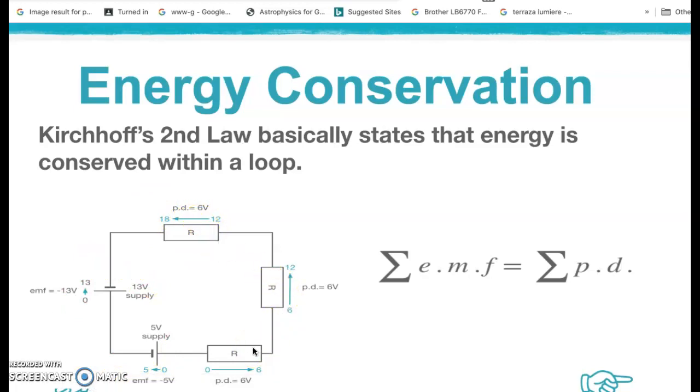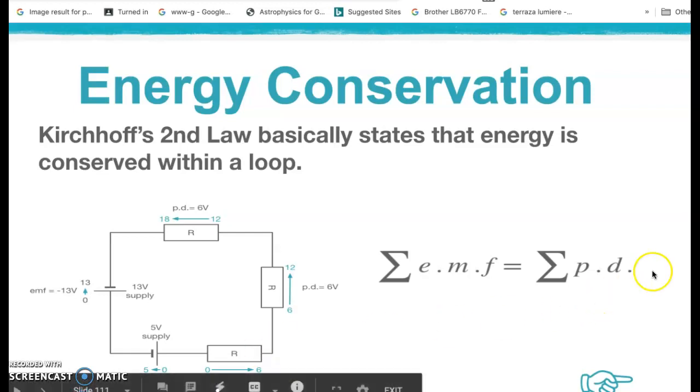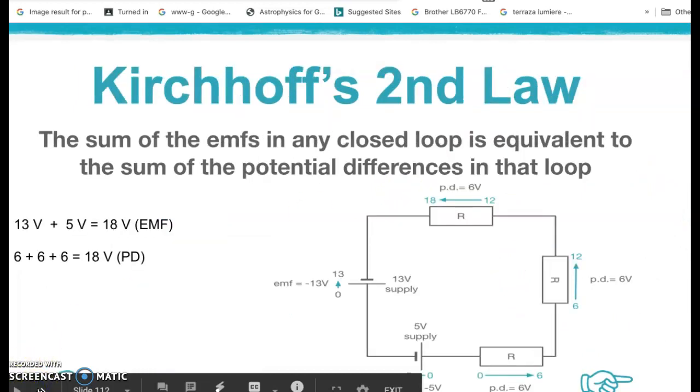Now it is a little bit more complicated, and I'll go over how to solve the problems in a minute. But let's see if we understand the equations. The energy in per unit charge equals the energy out per unit charge. And in your data booklet, that is written differently.